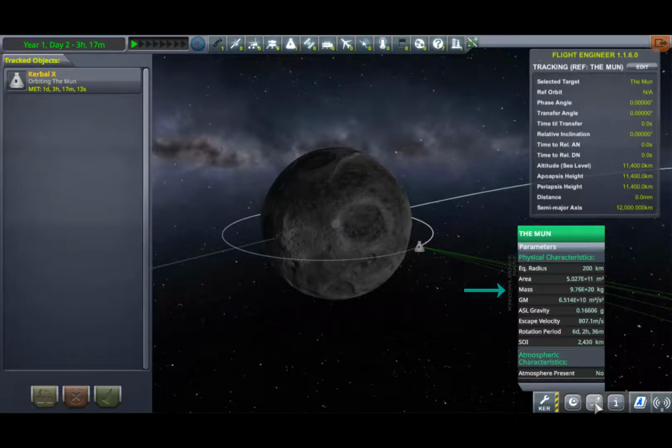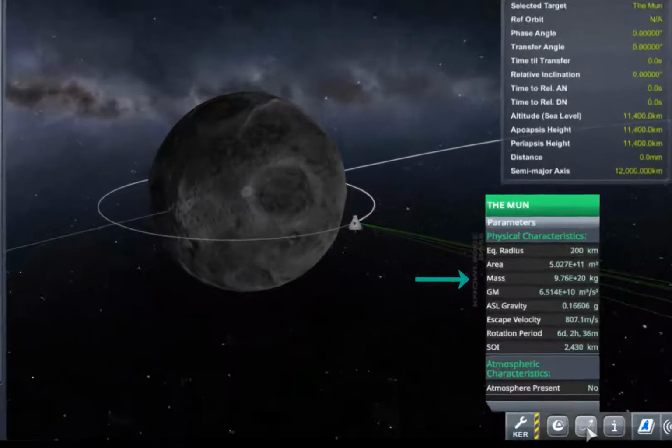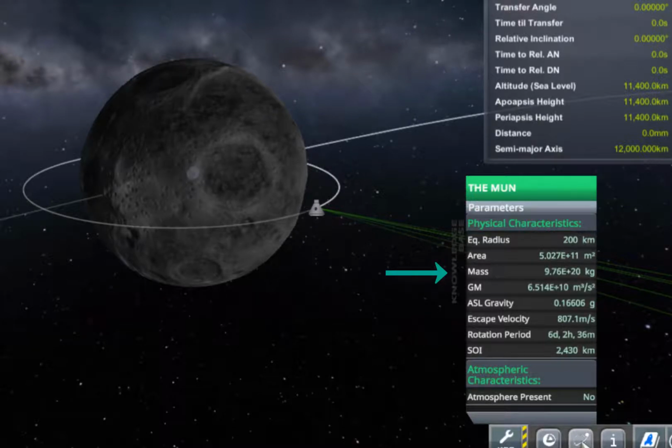So yeah, there you go. Here in the tracking station, we are updating or confirming with the engineers on the ground that the mass of the Mun is 9.76 times 10 to the 20 kilograms. You can see that right there in the display. So pretty neat.